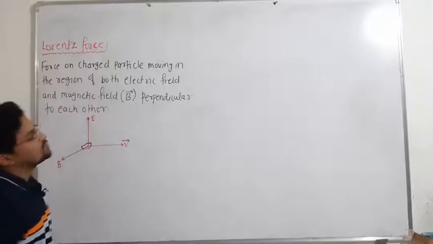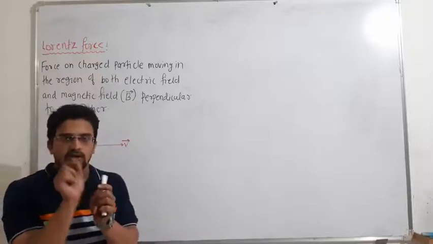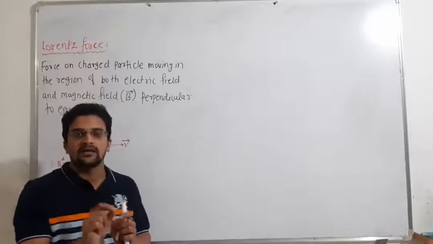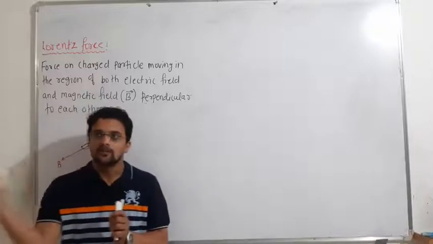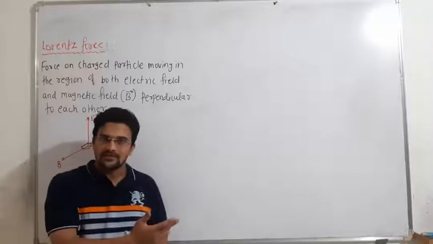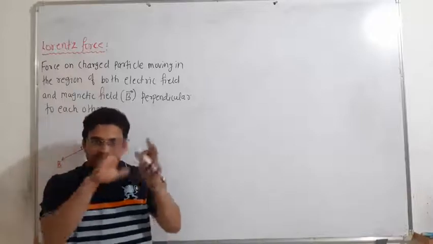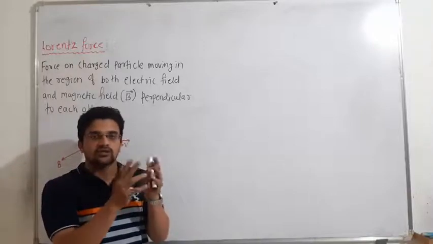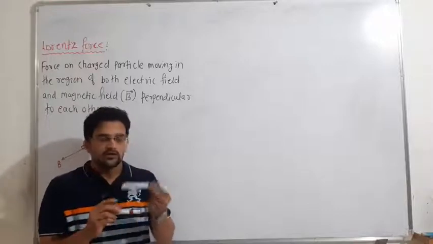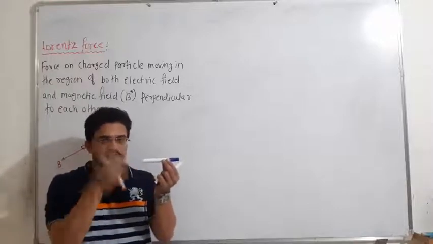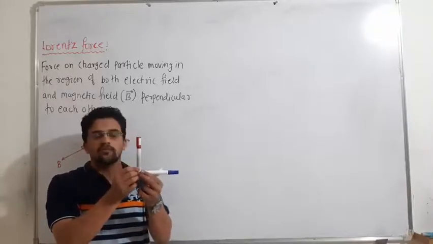So next is the Lorentz force. The Lorentz force is the force on the charged particle due to both the magnetic and the electric field. In the previous case, we saw only a charged particle entering the magnetic field, and that much force is exerted: F is equal to QVB sine theta. Now, in any region where both the electric field as well as the magnetic field are present, if the magnetic field is in this direction, then the electric field should be perpendicular to this direction.